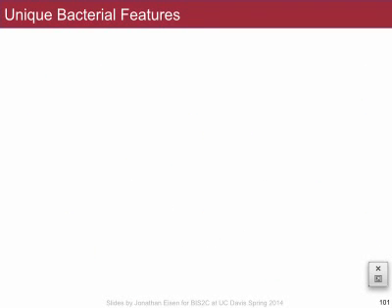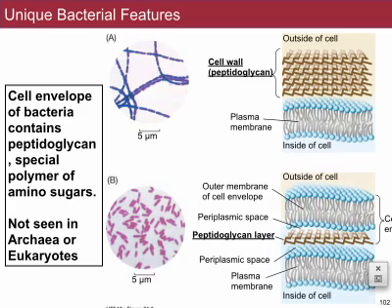That's one example of using the tree to track evolution of features. There are many features that may be unique to some of these branches. So here's an example with unique bacterial features.